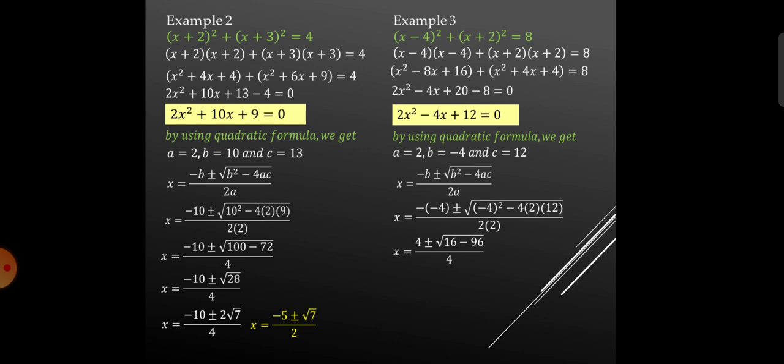Then multiply 4 times 2 times 12. Continuous multiplication. 4 times 2 is 8. 8 times 12 is 96. Minus 96 over 4. Imagine 16 minus 96. Since the small number is minus the big number, the answer is negative. So the result will be x equals 4 plus minus the square root of negative 80 over 4.